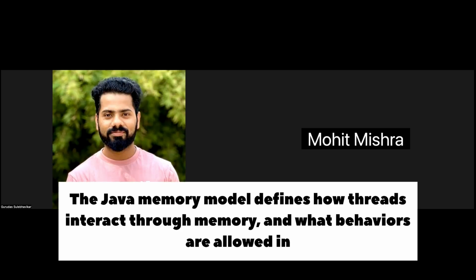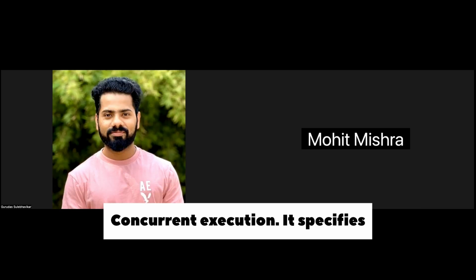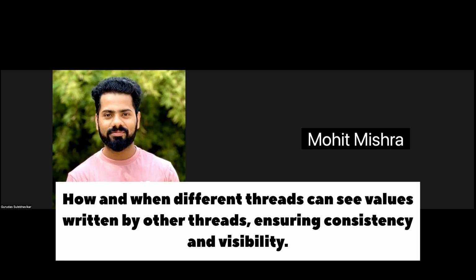Can you explain the concept of the Java memory model? The Java memory model defines how threads interact through memory and what behaviors are allowed in concurrent execution. It specifies how and when different threads can see values written by other threads, ensuring consistency and visibility.